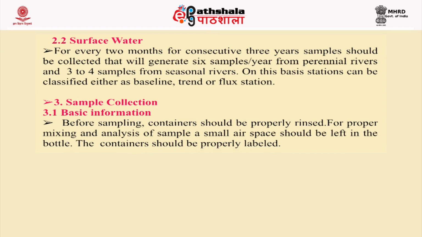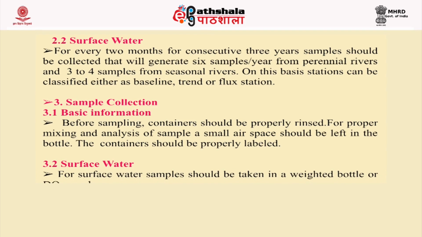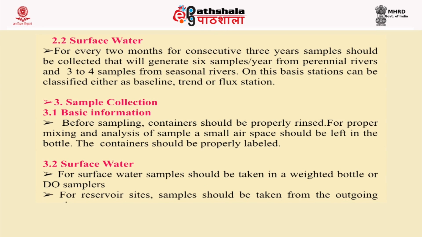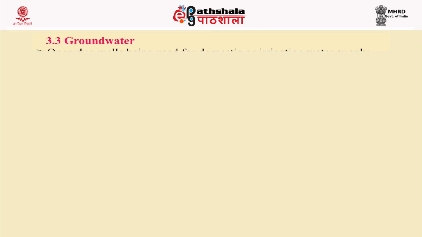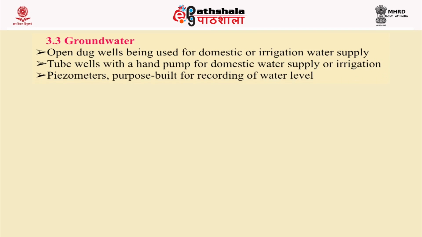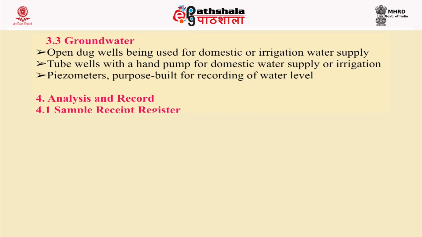Third is sample collection. For sample collection, there should be some basic information required, like the containers should be properly washed before sampling. For proper mixing and analysis of sample, a small air space should be left in the bottle. The containers should be properly labeled. For surface water, there should be a proper bottle or DO samplers can be used. For reservoir sites, sample should be taken from the outgoing canal. The DO of the collected sample should be fixed immediately using a chemical reagent. For groundwater, open dug wells being used for domestic or irrigation water supply, and tube wells with a hand pump for domestic water supply or irrigation.